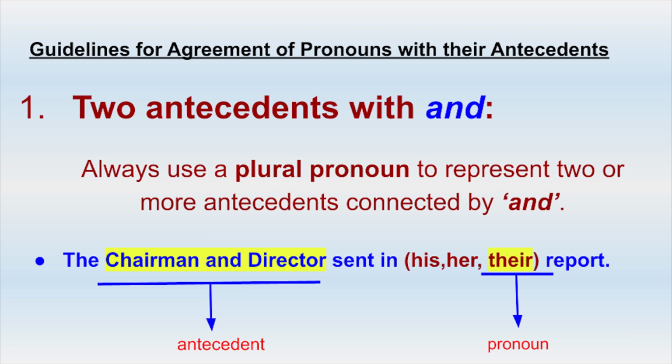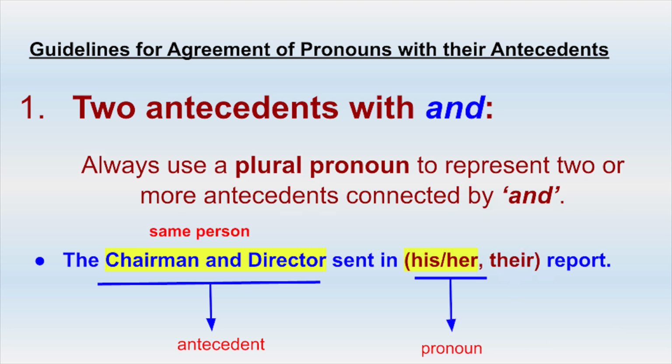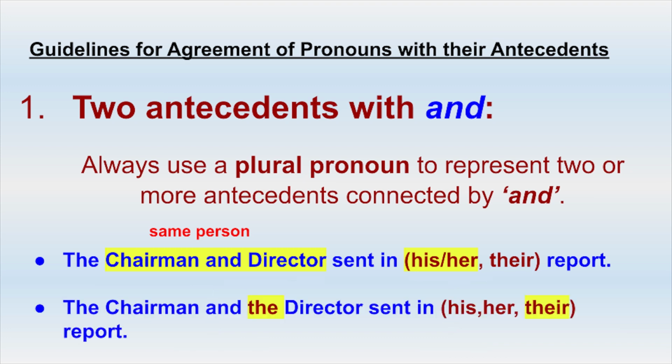Then our antecedent would be singular and require a singular pronoun. That would be his or her, depending on the gender of the person. If the chairman and director are two different persons, the sentence would be better written with another "the" in front of director: The chairman and the director sent in their report.